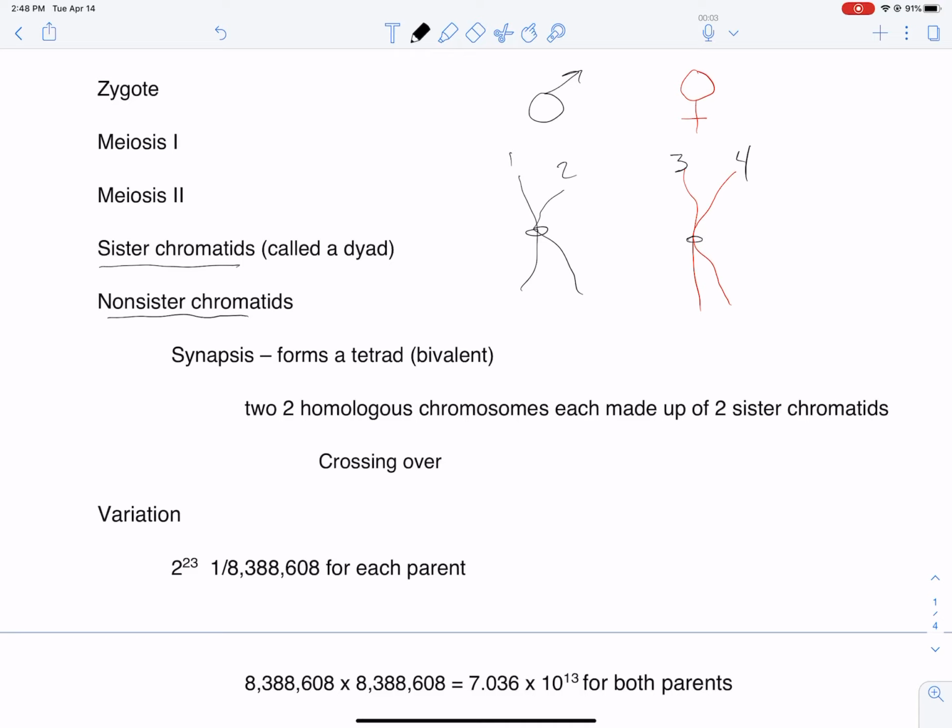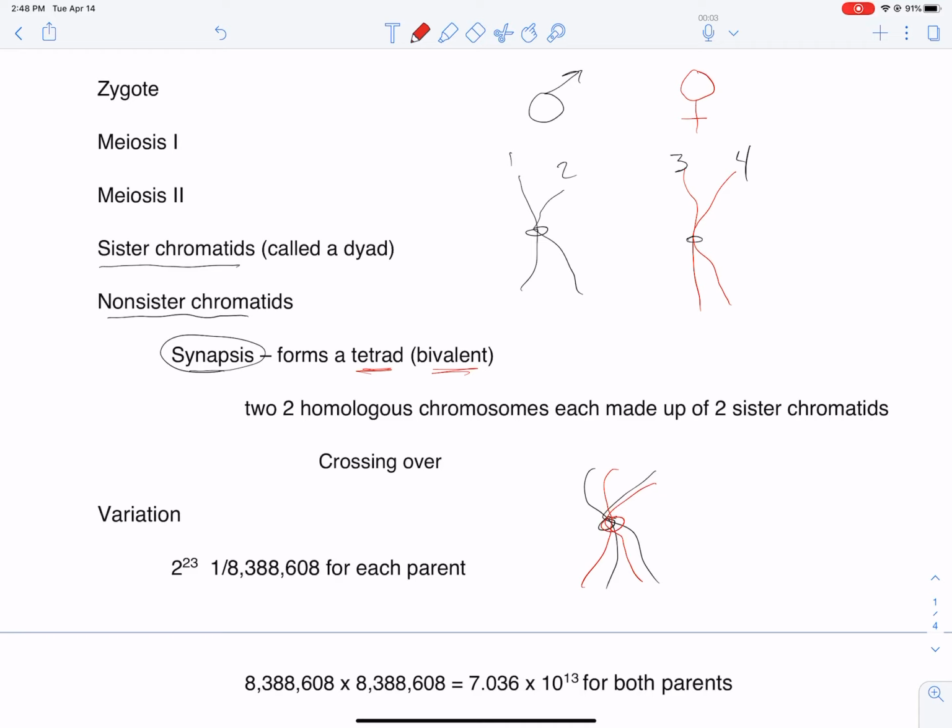Okay, they form what's called a synapsis in meiosis 1. And what does that mean? It means that they actually are joined together. So that one from dad and the one from mom are together. They form a synapsis, or what's called a tetrad, because there's 4 of them total if you count them, or a bivalent if I count the 2 homologous pairs together. So 2 homologous chromosomes, each made up of 2 sister chromatids.